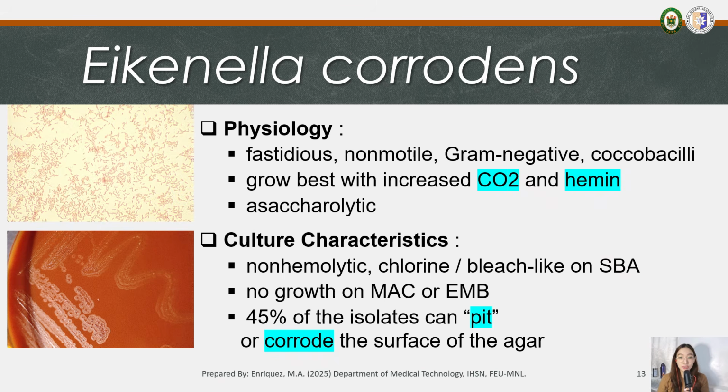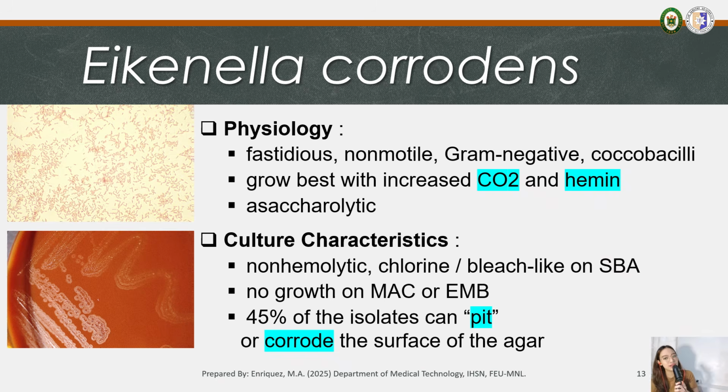So, andito po ulit yung usual description ng mga fastidious gram-negative bacilli, which is that they are fastidious, non-motile, gram-negative, and they could appear as coccobacilli, and they grow best with increased carbon dioxide concentration. So again, it means that they are capnophilic. And for Eikenella corrodens, they also grow better with the supplementation of hemin, okay, or the X factor, di ba po? It's also asaccharolytic, meaning it could not utilize any carbohydrate.